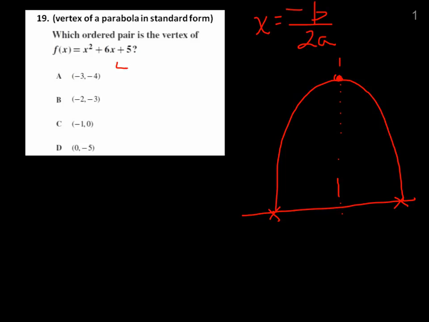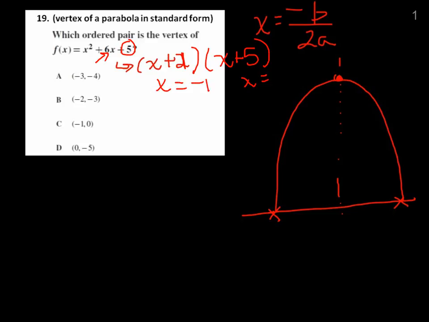So I would factor this into x plus 1 and x plus 5, because remember, they have to multiply to make the last number and add to make the middle number. So we have x plus 1, x plus 5, which means our zeros are going to be at negative 1 and negative 5. That means the x value of the vertex is going to be right in between those two values.